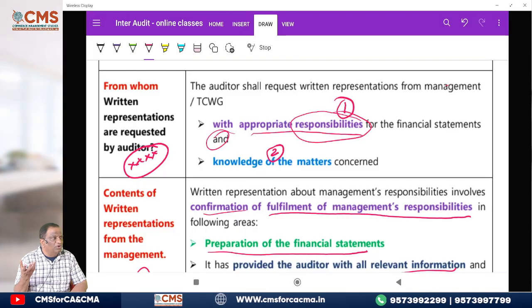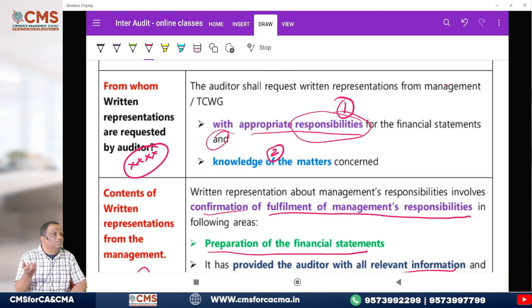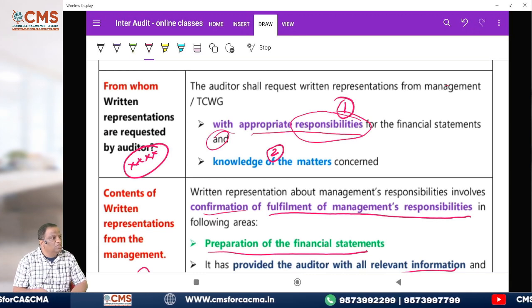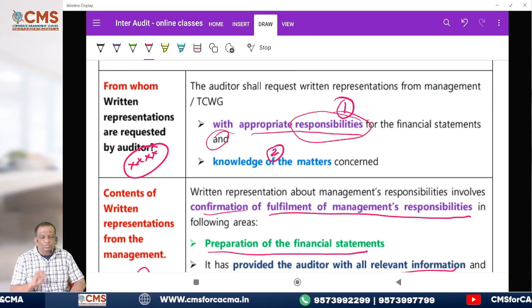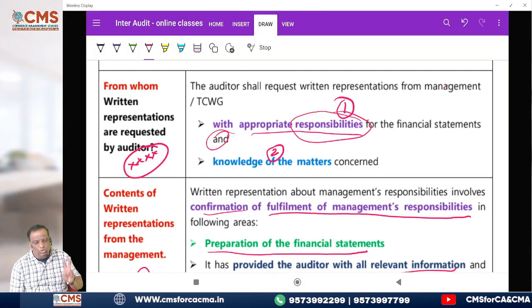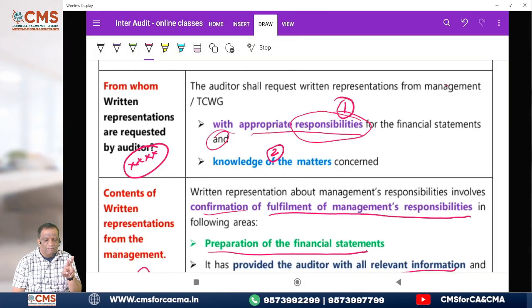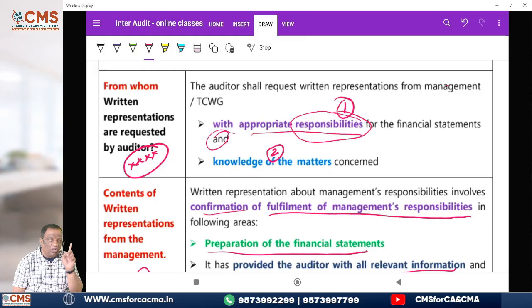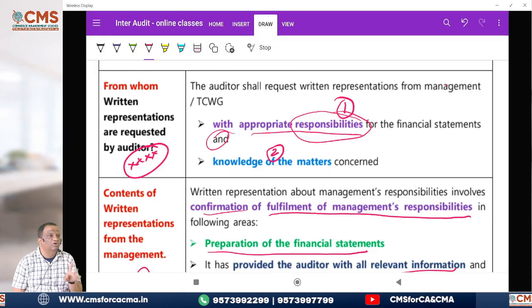So he will not know about this. So taking a confirmation from the management is of no use. So coming back to it, from whom should I take this written representation? Two points you have to remember: who is knowledgeable about it and who has got the authority to give.